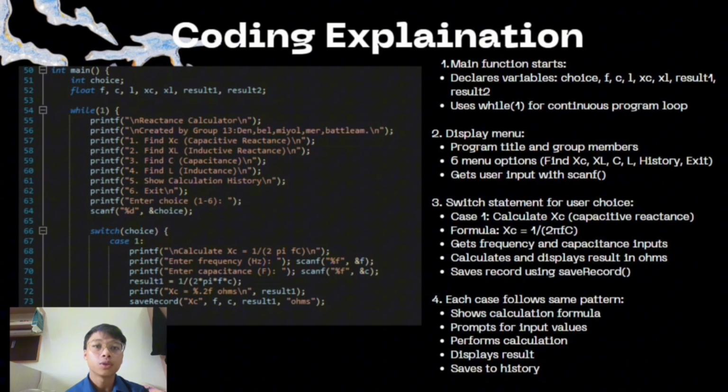Here at the switch statement for user choice, case 1 is for calculating XC, capacitive reactance, and the formula is XC equal to 1 per 2 pi FC. It gets the frequency and capacitor input, calculates, and displays the result in ohms. It also saves the record using save record brackets. Fourth, each case follows the same pattern: it shows the calculation formula, prompts for input values, and performs the calculation. It also displays the result and saves to history. That's all from me. Thank you.